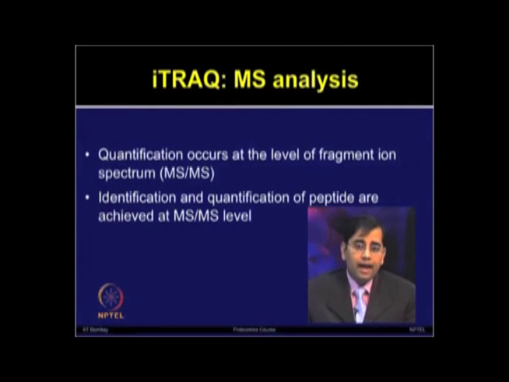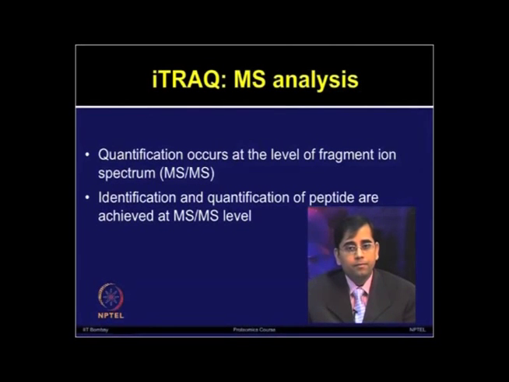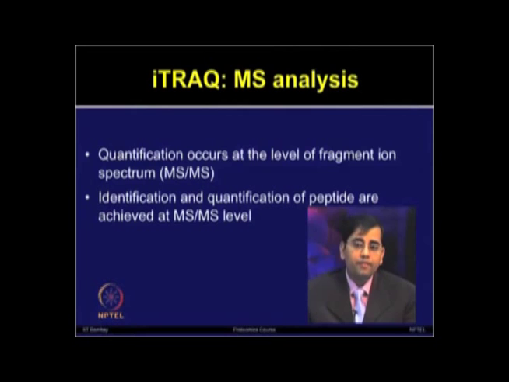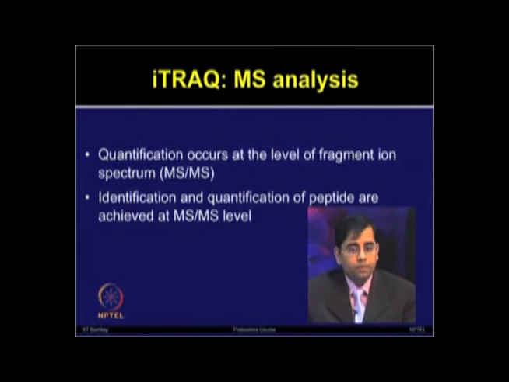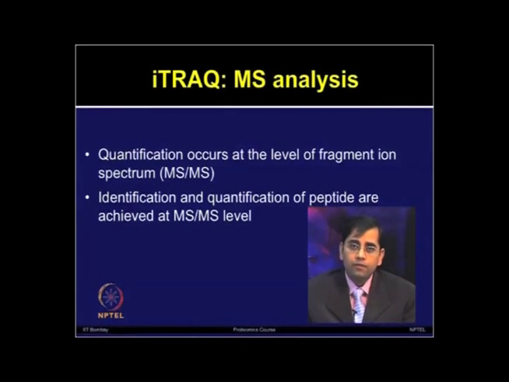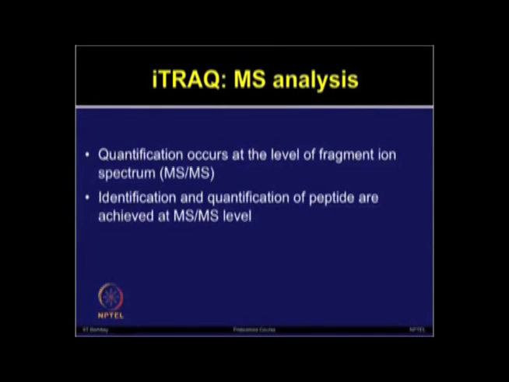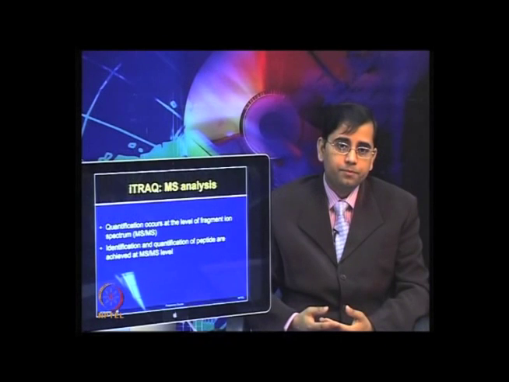So, it shows identical fragment ion series for the peptide-derived fragments, but it shows low-mass reagent-derived fragment ions that indicate the sample of origin and permit the quantitation. So, identification and quantification of peptides are achieved during the MS-MS analysis.